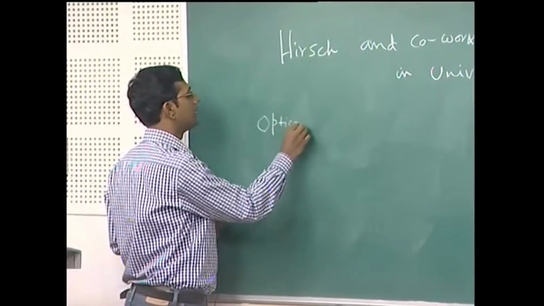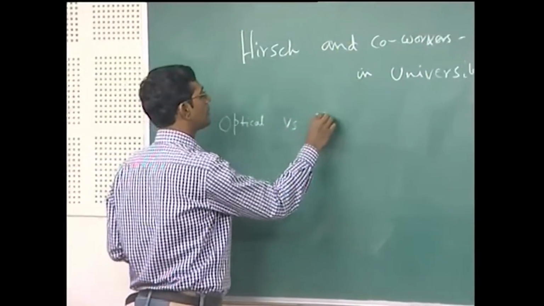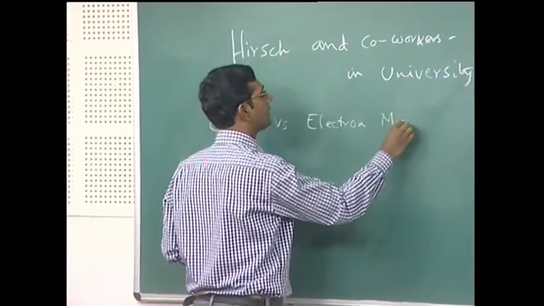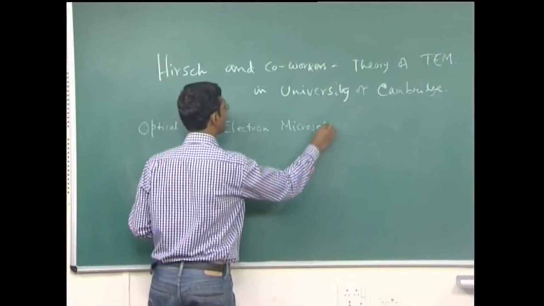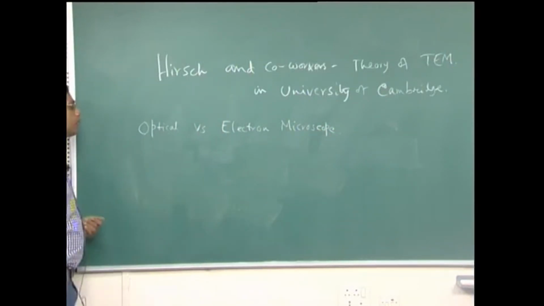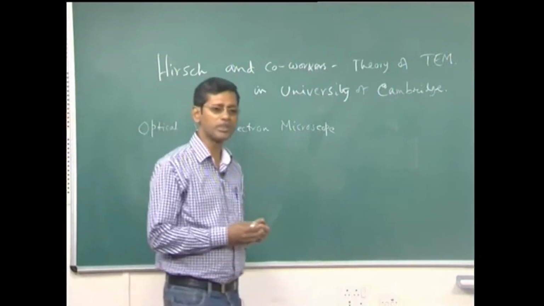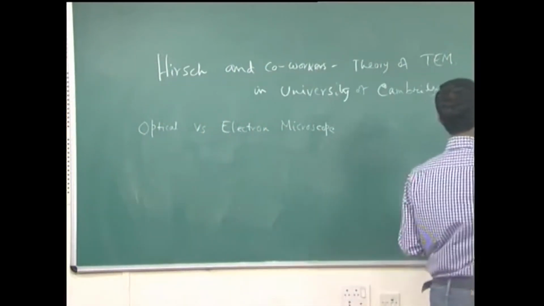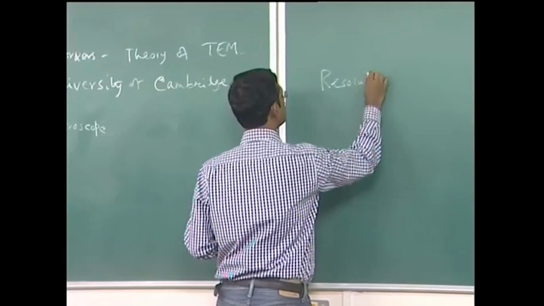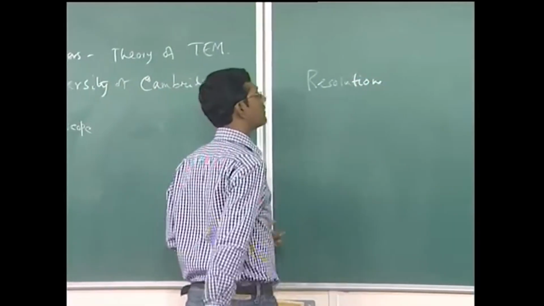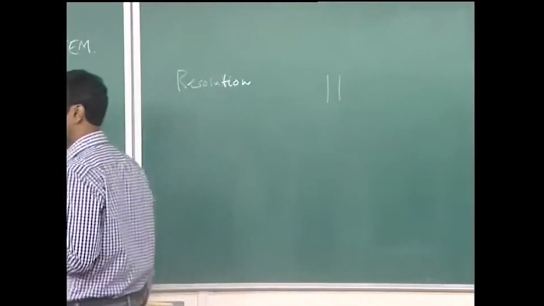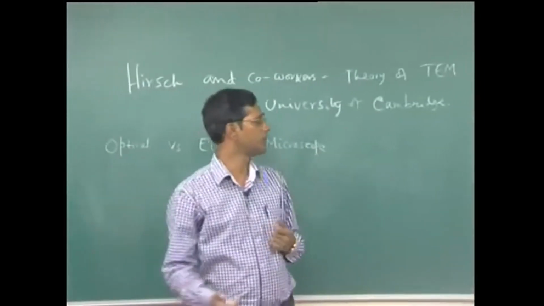Why is there a need to use an electron microscope when the optical microscope already existed? What was the basic reason for that? Then we can understand many other features. We know that for any microscope, the most important feature is resolution. Resolution means the ability to distinguish objects which are separated by a small distance, like the one I discussed a few minutes back.